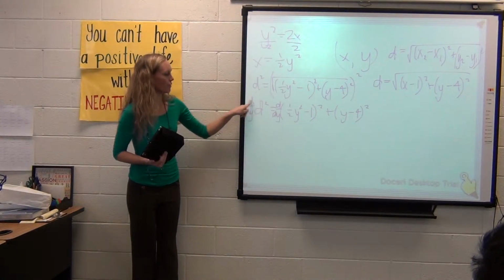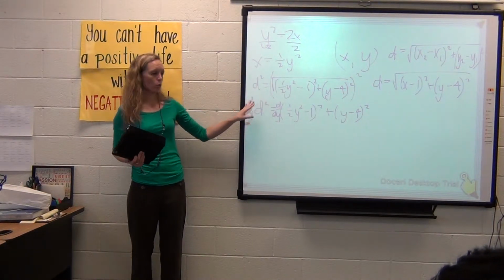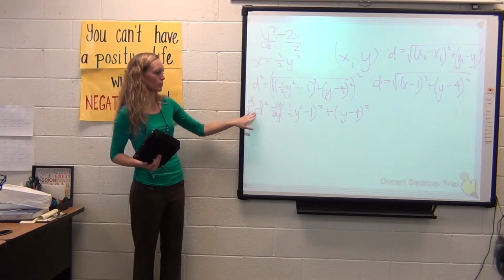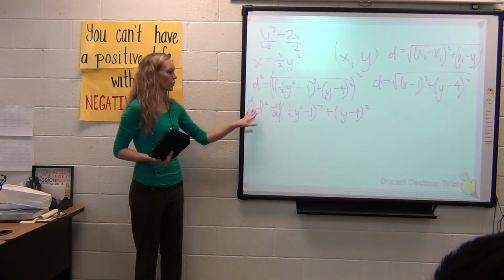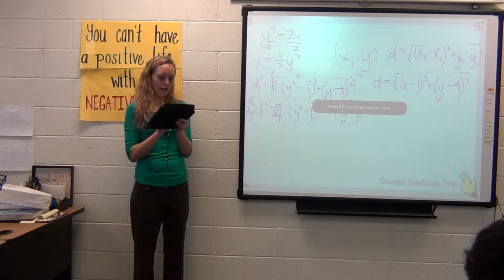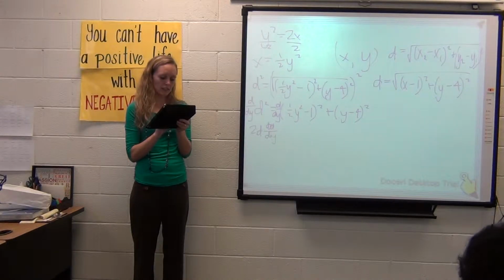And so over here, if I derive d squared in terms of y, we've learned implicit differentiation. We've learned that if we derive one variable in terms of another, we have to use this like chain rule concept. So the derivative of d squared in terms of y is 2d dd/dy.